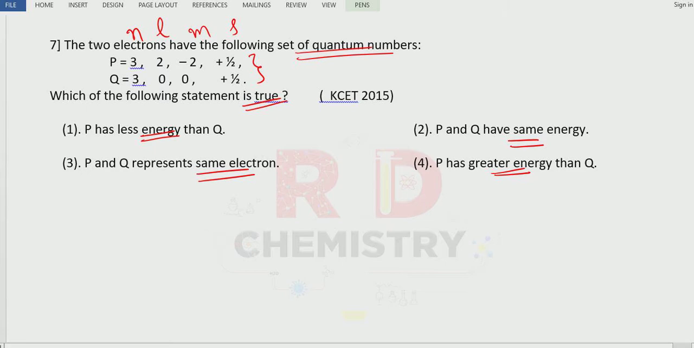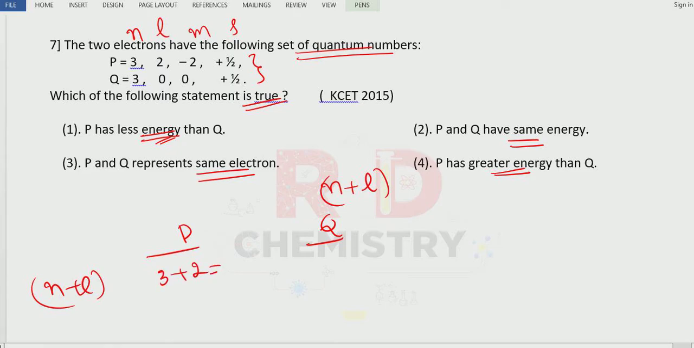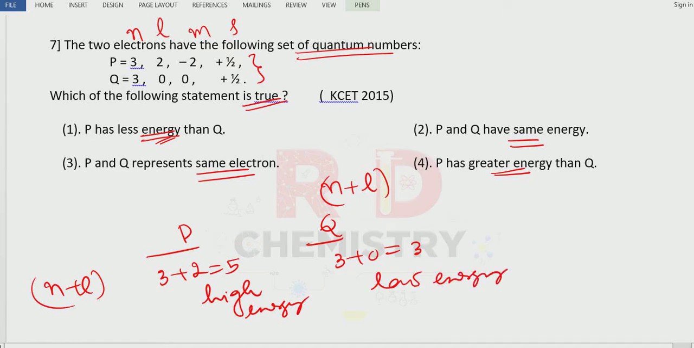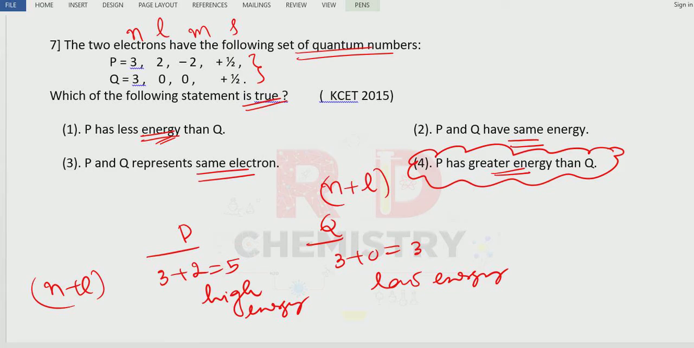So we'll go for energy. Who decides the energy? Energy is governed by the n plus l rule. For the electrons P and Q, we find n plus l. The first one, 3 plus 2 is equal to 5. The second one, 3 plus 0 is equal to 3. Which has more energy? P has high energy and Q has low energy. Which option is matching? P has greater energy than Q, so the fourth one is matching. The fourth one is the answer here. Clear?